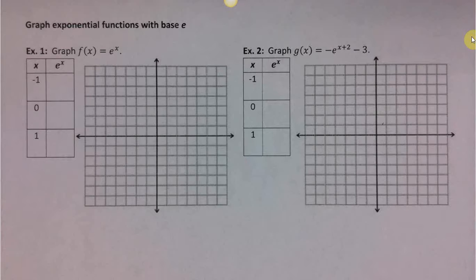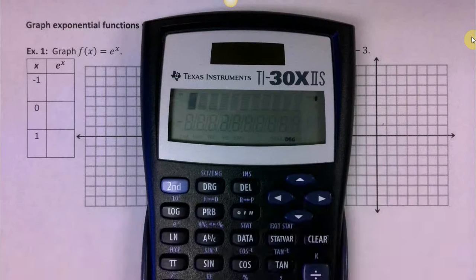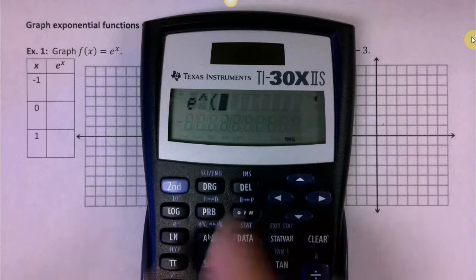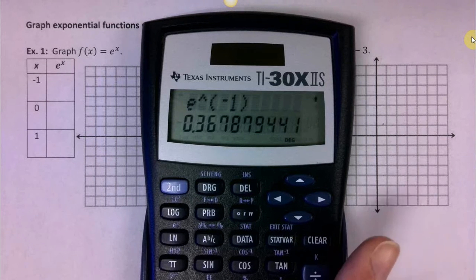To figure out what the graph of an exponential function with base e looks like, we're going to start the same way we did before, which is by plugging in numbers and plotting points. So when x is equal to -1, e to the -1, we can plug into our calculator to find a decimal approximation for that. We'll hit second, ln, and then put the -1 in the exponent, and that tells us that e to the -1 is approximately 0.4.